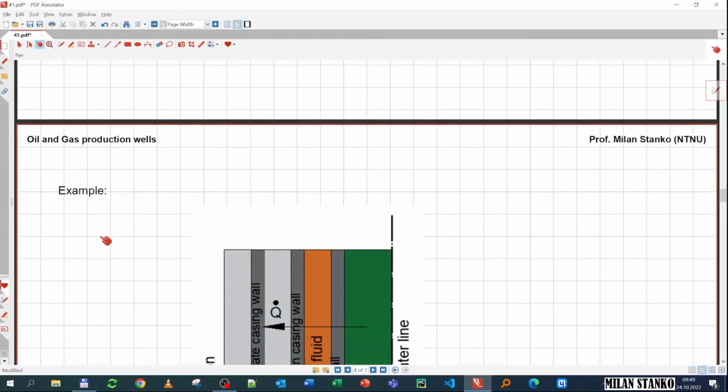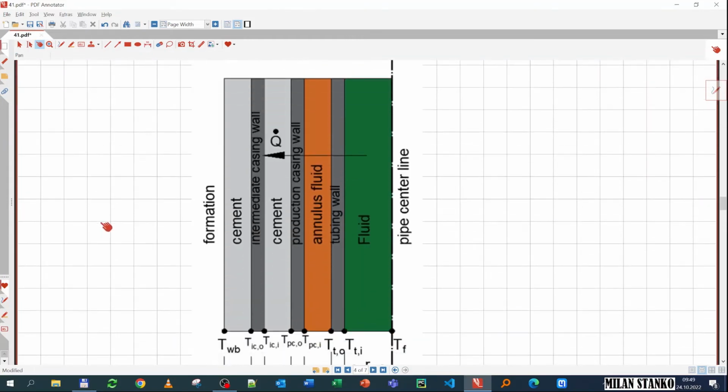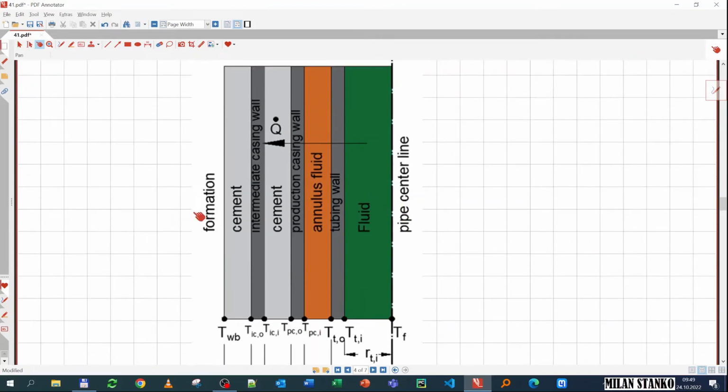So let's go to an example to see how we calculate that U. So we have this generic configuration.